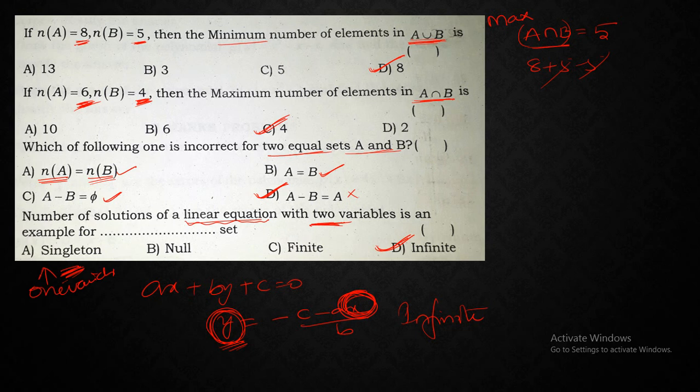Next, for the remaining cases, for a pair of linear equations in two variables, we have three cases now: unique solution, infinite solutions, and no solution. No solution comes under the null set, unique solution comes under a singleton set, and infinite solutions come under infinite sets, right? So this is about this question.